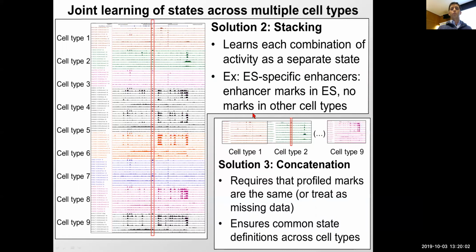Yeah? Awesome. So basically, in solution number 2, we stack them, and we learn every combination of activity as a separate state. And that basically means that I will have one state for embryonic stem cell specific enhancers that will basically say, aha, this state corresponds to not only enhancers, but enhancers that are only active in that cell type. Okay, so then the number of states kind of explodes.